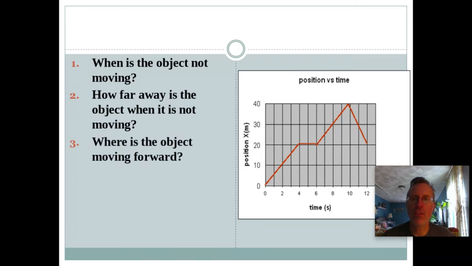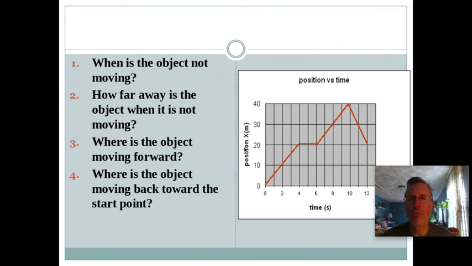All right. Let's answer these. Okay, with respect to that. So here's a position versus time graph, and you guys already did some of these. When is the object not moving? Well, when you have a flat line. How far away is the object when it's not moving? Well, you can just read that off the graph in this case. So 10 meters, looks like we got a flat line when you're 20 meters away.